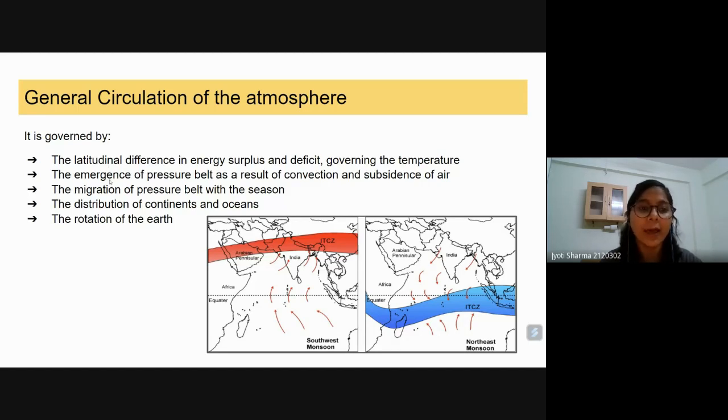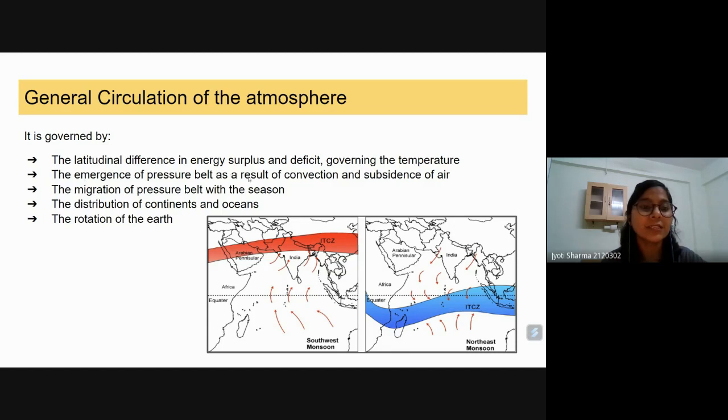Then the second is the emergence of pressure belts as the result of convection and subsidence of air, because air rises, and after rising it expands, and after that it sinks. The rising of air is the phenomenon of convection. Because of convection and subsidence, pressure belts are created, and based on these pressure belts the general circulation happens.